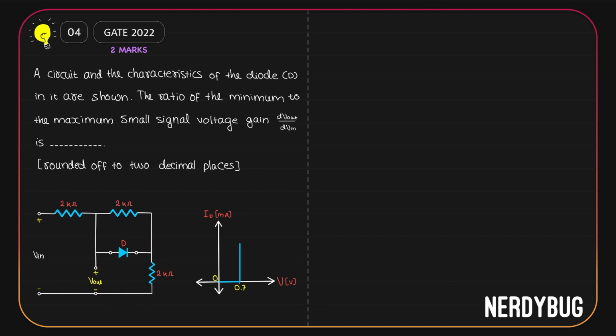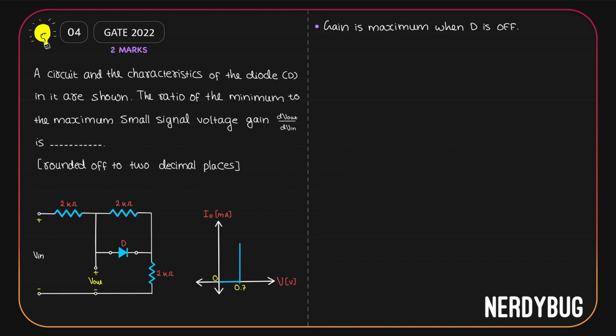So out of the two cases, we will have more output when the diode is not there and less output when the diode is there. So the gain will be maximum if the diode is switched off and it will be minimum if the diode is switched on. That's all we have to do here. Let's start with the case where the diode is switched off and the gain is maximum.